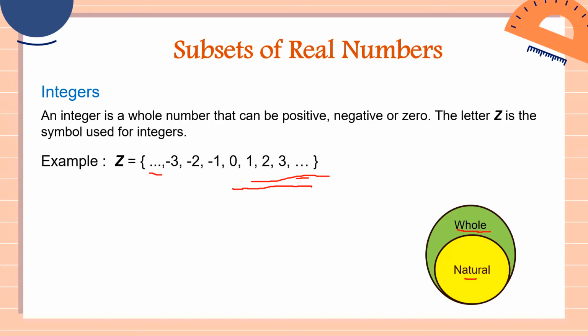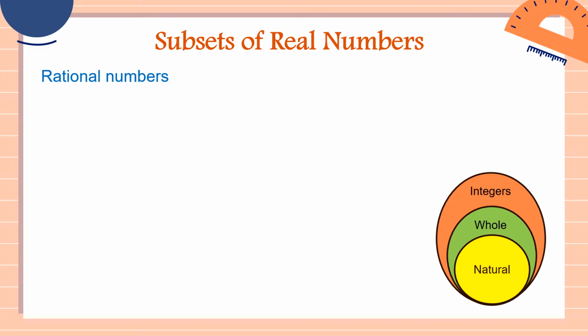So once again, for natural numbers, there would be 1, 2, 3 up to positive infinity. And then for whole numbers, there would be 0 up to positive infinity. All the elements of natural numbers and then whole numbers are also the elements of integers. So that's why natural numbers and whole numbers are a subset of integers. So we can draw another circle and then this will be the integer. So therefore, natural numbers and whole numbers are inside the integers. Now, the fourth subset of real numbers is what we call the rational numbers.